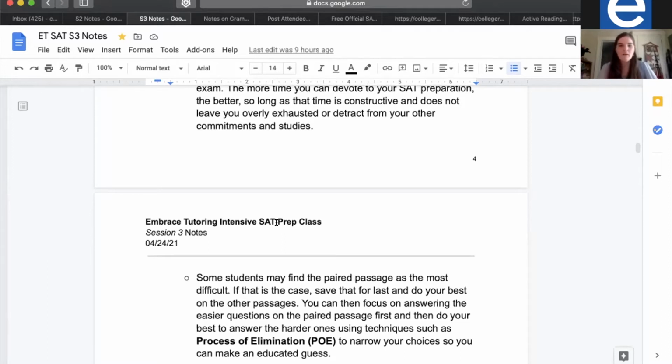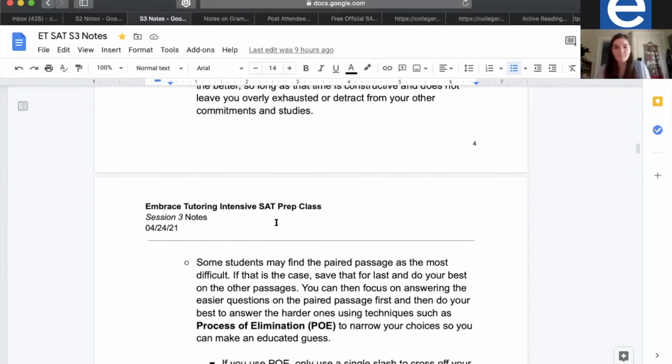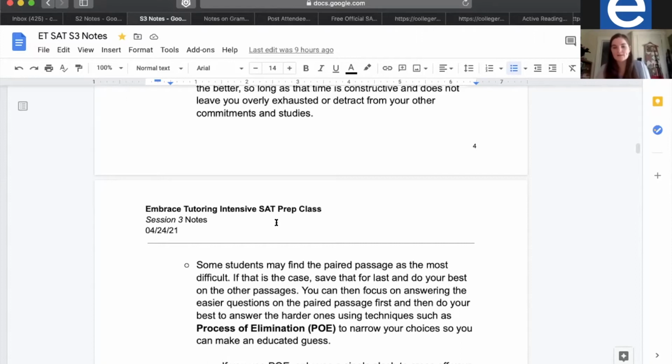So the key is to study as often as you can, but don't do it to the point that you're so exhausted that you can't make it through the test. You need to build your stamina up gradually, and that takes time, and it takes practice, and it takes dedication.